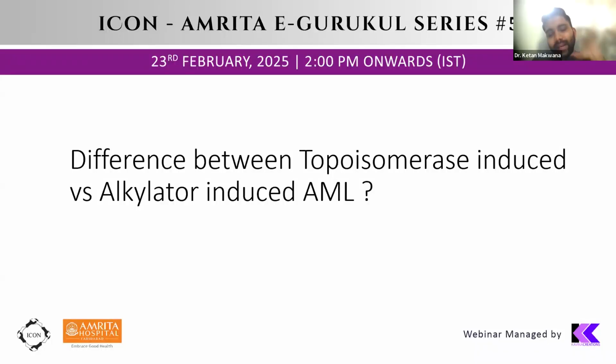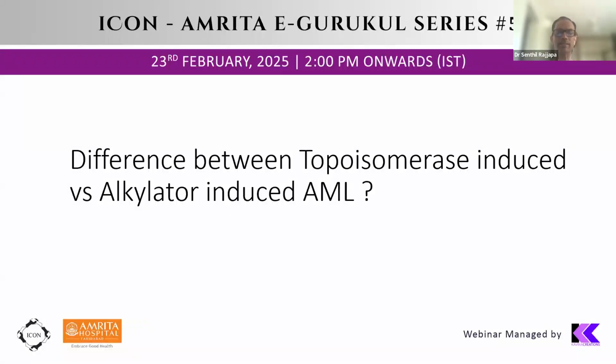Yes, sir. Topoisomerase usually, sir, has a latency period of 1-2 years, and alkylating agent has 4 to 7 years. And so there are some particular cytogenetic differences, like topoisomerase is 11q, and alkylating agent is monosomy 5 or 7. And in topoisomerase, there is no MDS phase before developing the AML. But in alkylator agent, the MDS phase is there, sir. Very good. Okay, right. Excellent. So these are some of the differences.